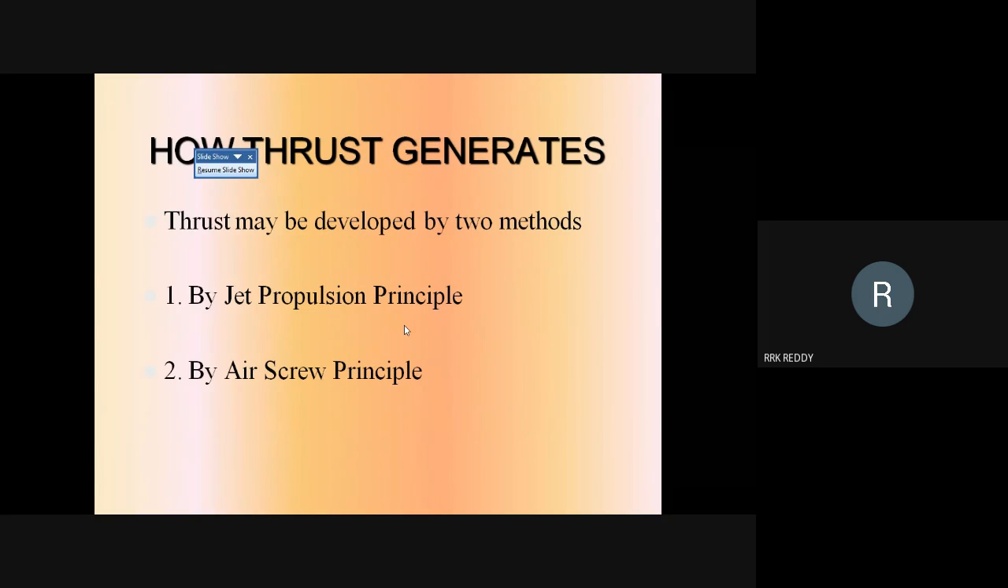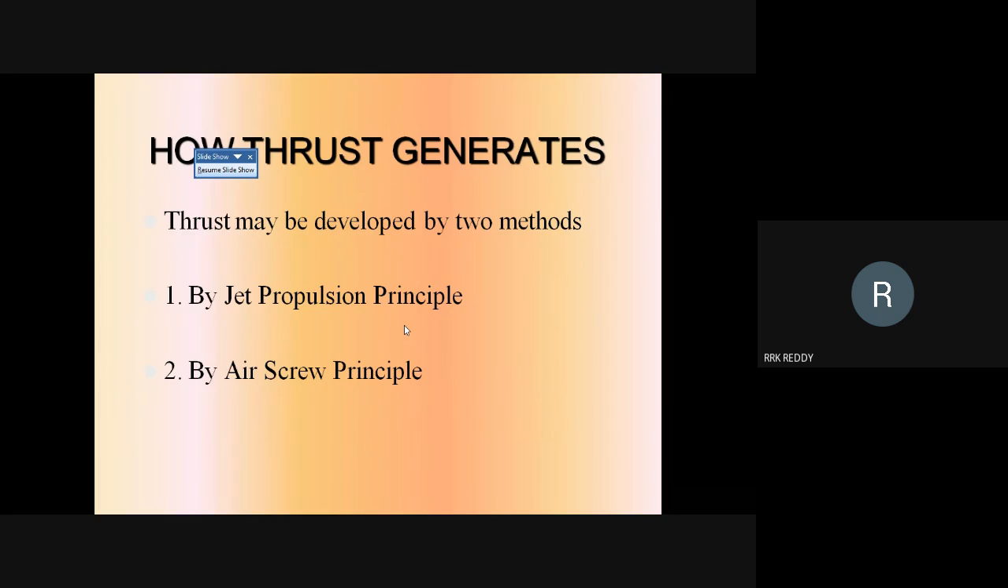Then how is the thrust actually generated? The main force is thrust, with which the aircraft moves in the forward direction. So here the main forces are thrust and lift only. Then how is thrust generated? Thrust may be developed by two methods. One is by the jet propulsion principle, and the second one is by the air screw principle.